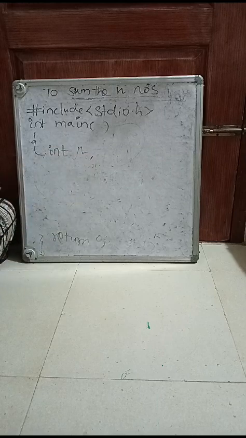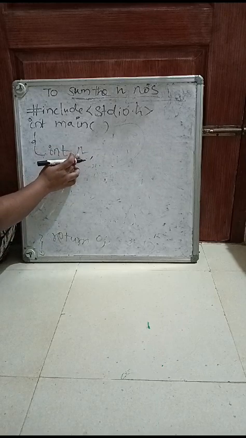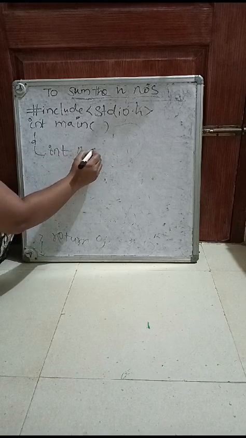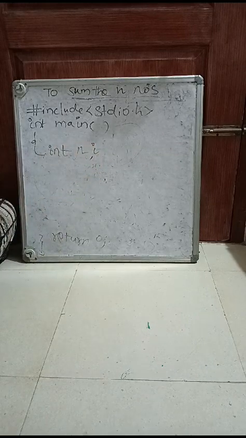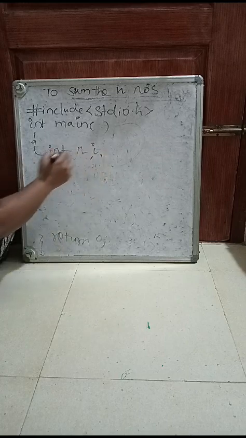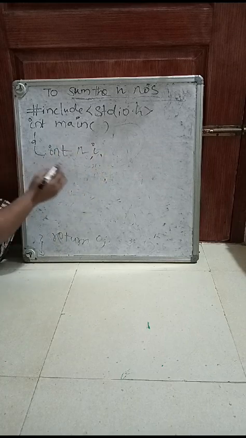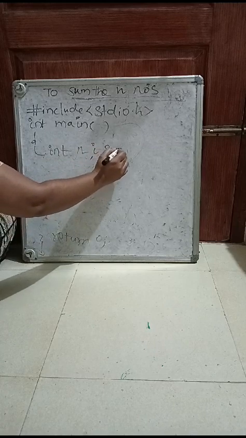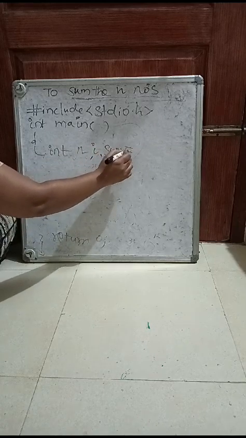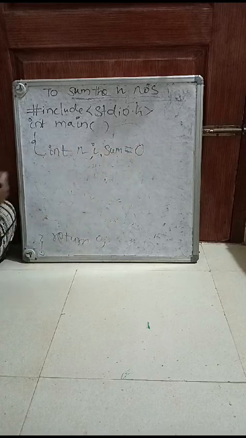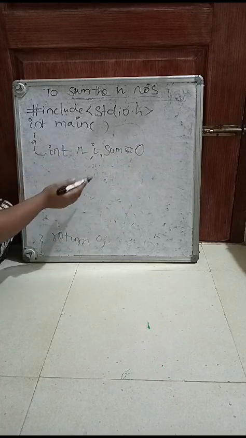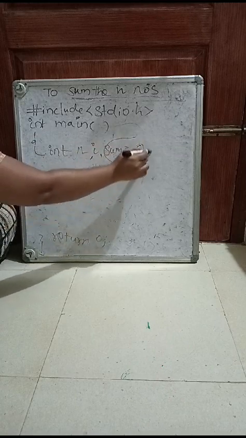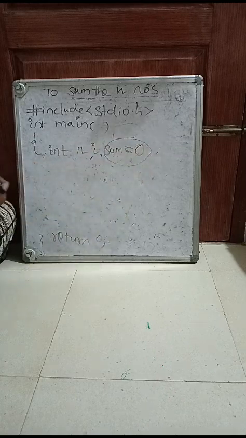First I have to declare the variable n. For getting the number of values I have declared n. Okay, and I am going to use the variable i in the for loop, so I have declared i. After that I am going to sum the values, so I have given sum is equal to 0. If I am going to do repeated addition, then I have to initialize the sum value as 0.